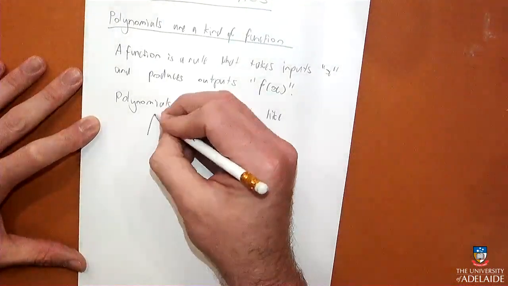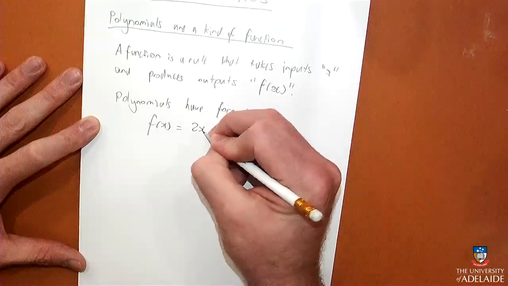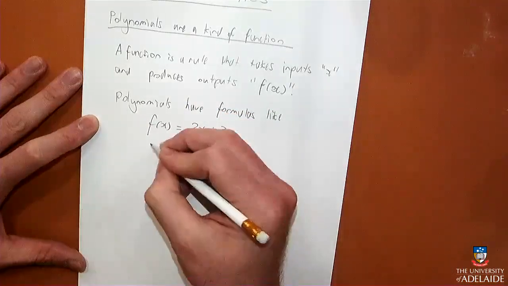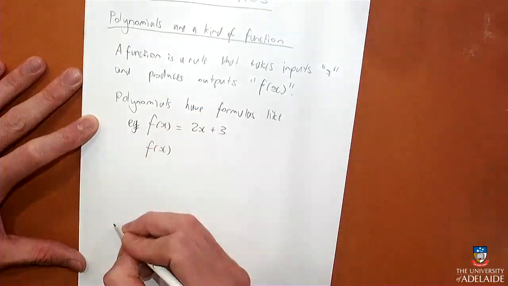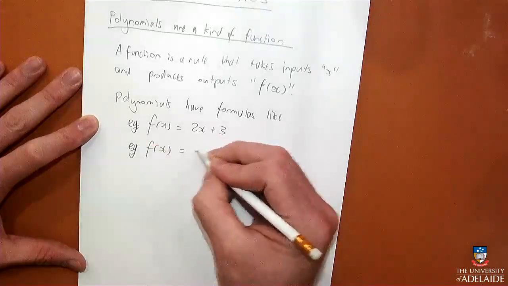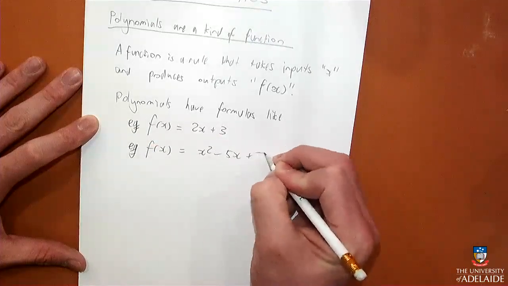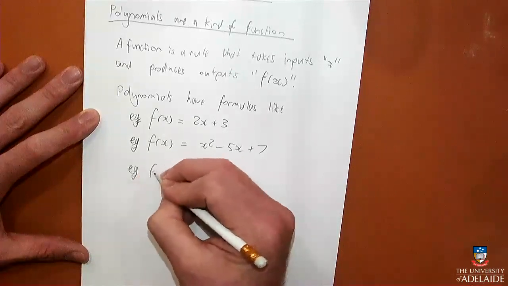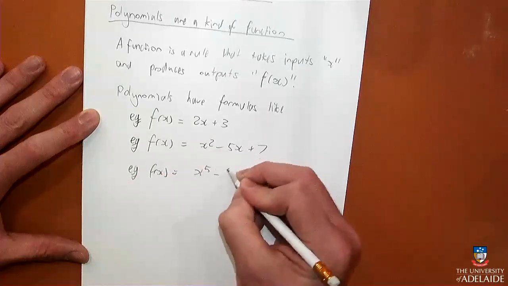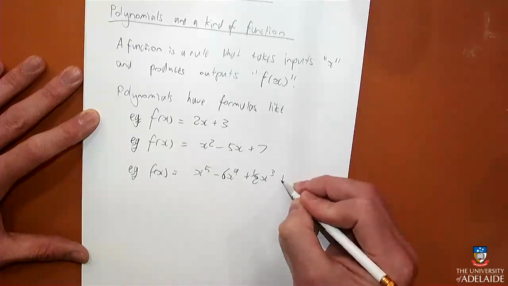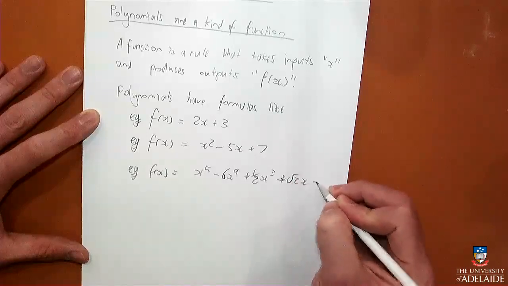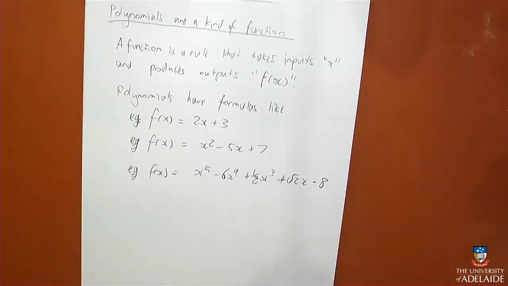So they have formulas like f of x is 2x plus 3, or for example, f of x is x squared minus 5x plus 7, or f of x is x to the 5 minus 6x to the 9 plus a half of x to the 3 plus root 2x minus 8. Anything that has powers of x and those are multiplied by numbers and added together, that's a polynomial.